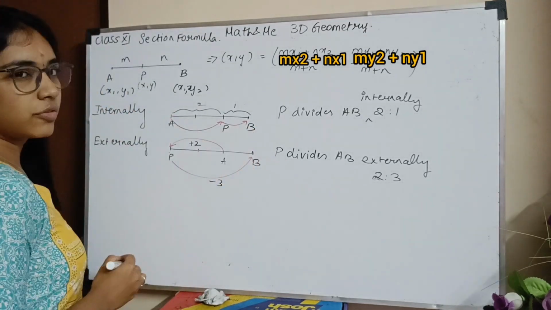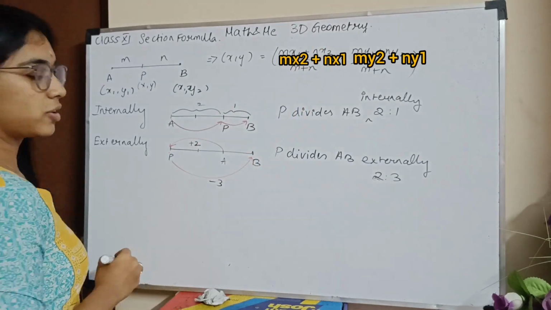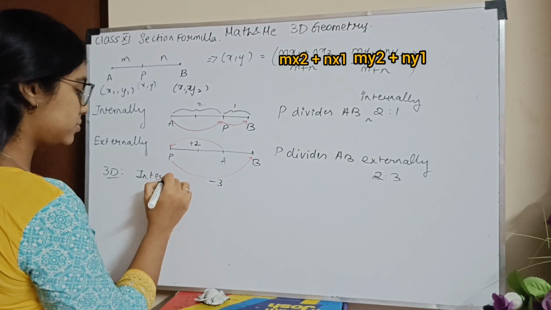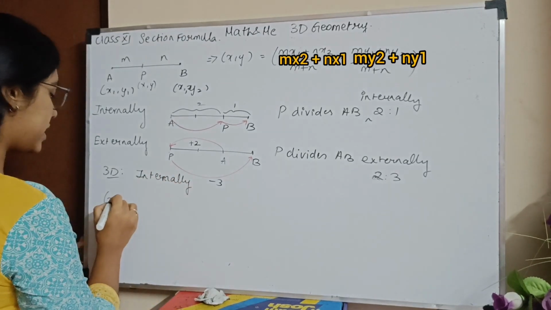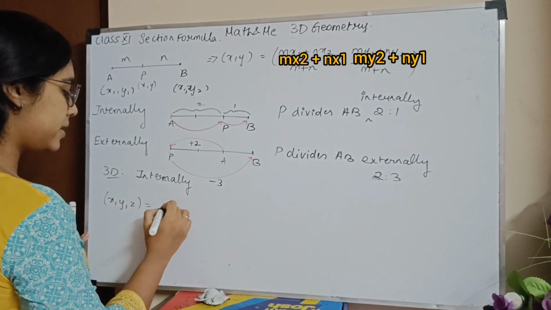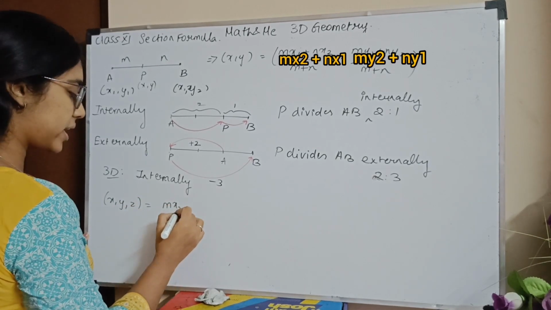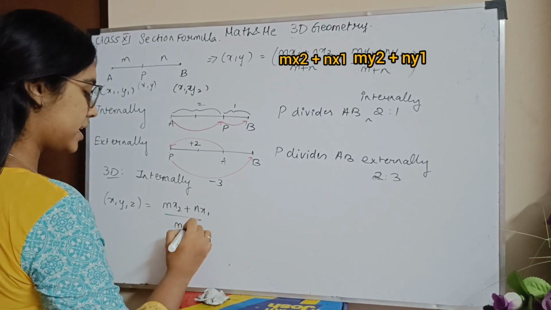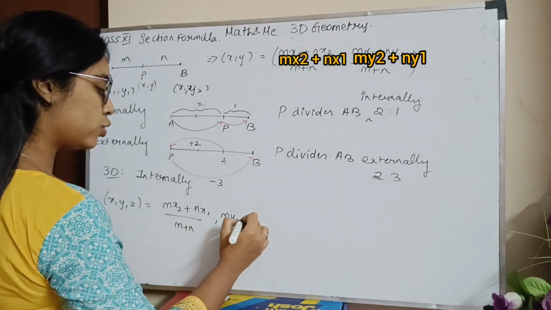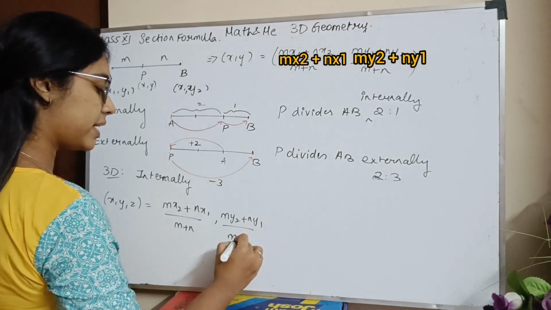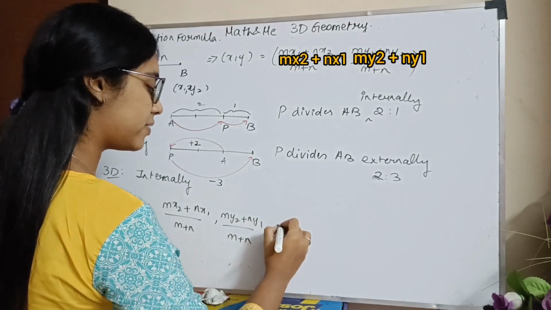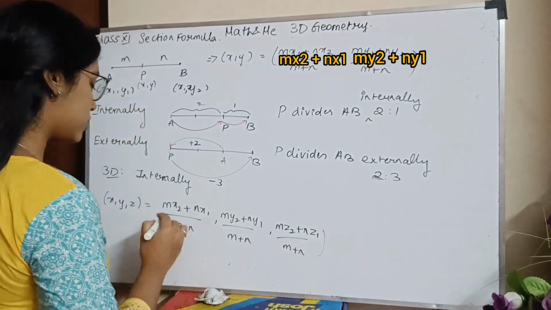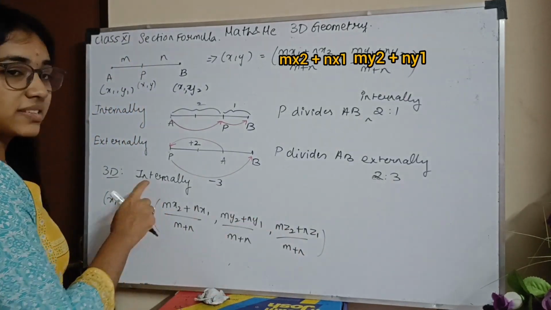So இப்போ 3D க்கு என்ன formula, 2D க்கு என்ன formula பார்த்தோம்? இந்த formula பார்த்தோம். இப்போ 3D க்கு என்ன பார்க்க போறோம்? For 3D, when it divides internally, so what will be my formula? The coordinates x, y and z will be m x2 plus n x1 divided by m plus n, m y2 plus n y1 divided by m plus n. You have z, so you have m z2 plus n z1 divided by m plus n. So this will be your coordinates when it is divided internally.